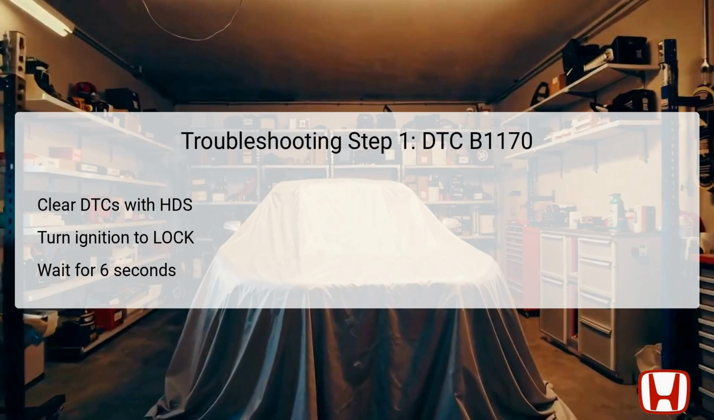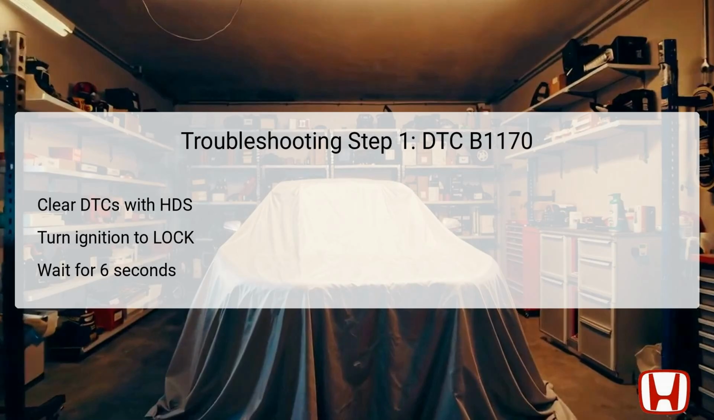The first step in troubleshooting DTC B1170 is to clear the Diagnostic Trouble Codes, DTCs, using the HDS or Honda Diagnostic System. This is crucial for resetting the system and allowing for fresh diagnostic data to be gathered. After clearing the DTCs, the technician should turn the ignition switch to lock, 0, and then back to the on, 2 position.